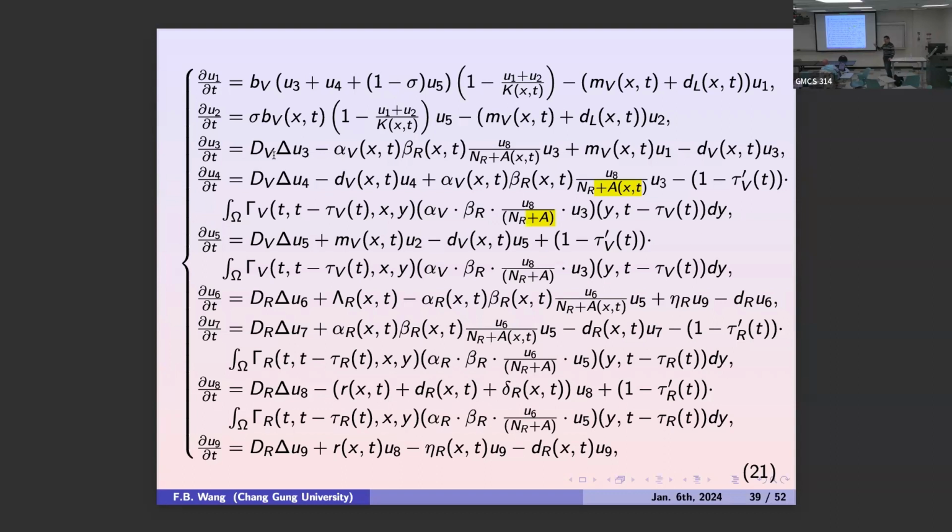Given a sequence, if the sequence is constant and bounded, then we can find some subsequence that converges, right? But if the sequence depends on space and it is bounded, we need to impose another condition. Then we can find some convergent subsequence. This is so-called compactness. For this model, the first two equations don't have a diffusion term, so we don't have compactness. So we need to overcome this mathematical problem.